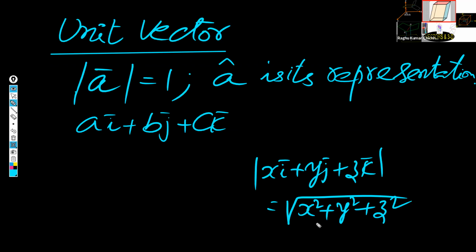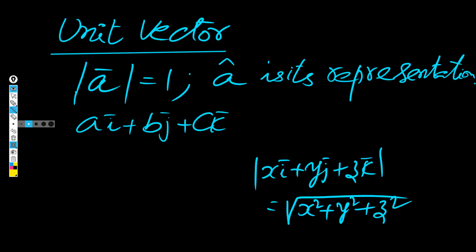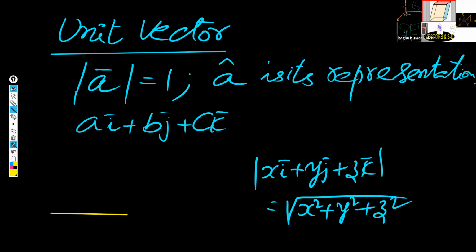In three-dimensional geometry, this will be represented as a point x, y, z, and that point is at a distance of root over x square plus y square plus z square from the origin. So you have to understand that modulus is nothing but the distance of the point from the origin. Please remember that. I repeat, modulus of any vector in three-dimensional form is nothing but the distance.